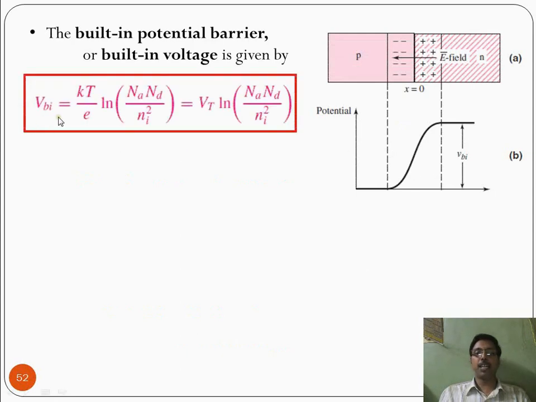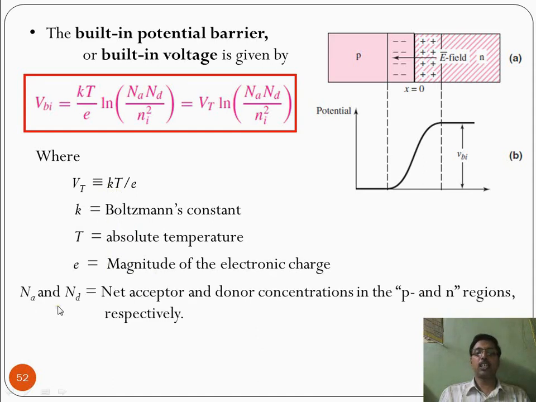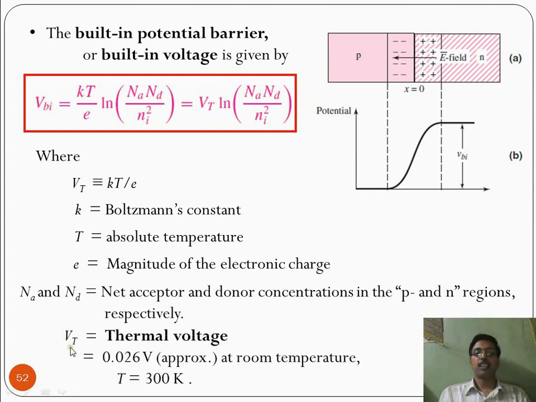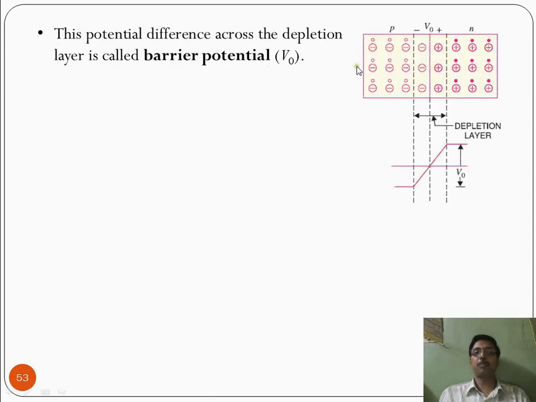This barrier potential is given by the equation VBI is equal to KT by E ln NA ND by NI square. That can be written as VT ln NA ND by NI square, where VT is KT by E, K is the Boltzmann constant, T is the absolute temperature, E is the magnitude of electronic charge, and NA and ND are the net acceptor and donor concentrations in the P and N regions. VT is the thermal voltage. Approximately at room temperature, the thermal voltage is 0.026 volt, with T equal to 300 Kelvin. This potential difference across the depletion layer is called the barrier potential and is represented as V naught.